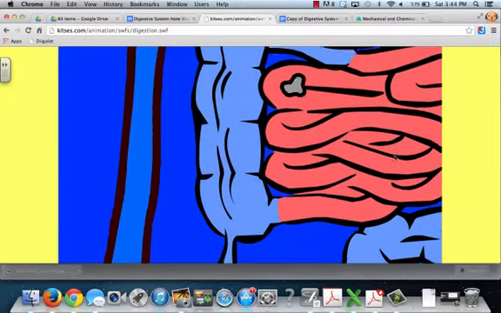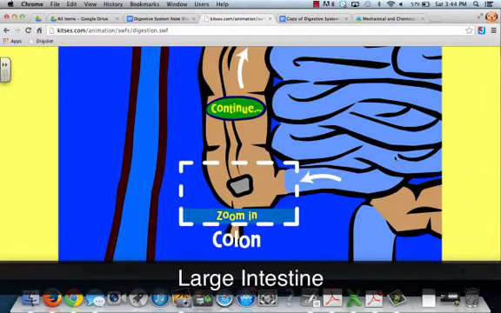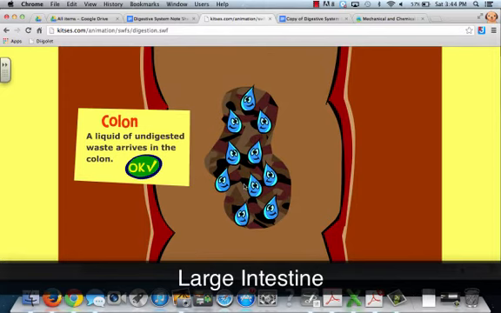All right, last but not least, we're going to talk about the large intestine. So let's watch the food finish going through the small. All right, the colon is the first part of the large intestine. So let's zoom in. All right, the liquid of undigested waste arrives in the colon. So you can see the fecal material here and you can see the water droplets.